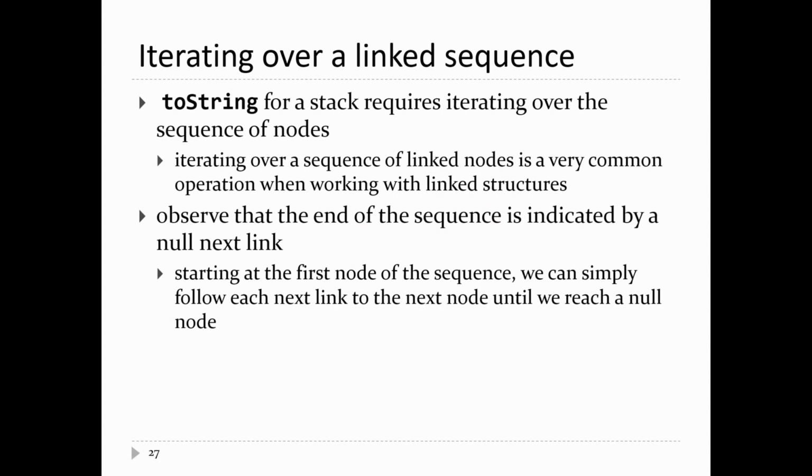Okay, so you can iterate over the sequence of nodes because you know where to start. That's just this dot top. You know when to stop, because the bottom node, its next link is null. And so you can just iterate over the nodes until you find a null next link. Starting at the first node of the sequence, you just follow each link to the next node until you reach a null node.